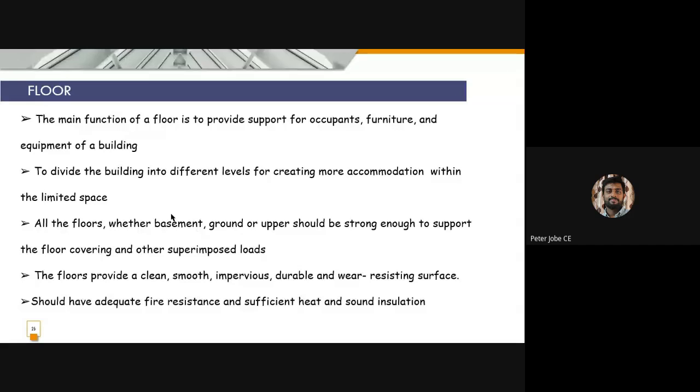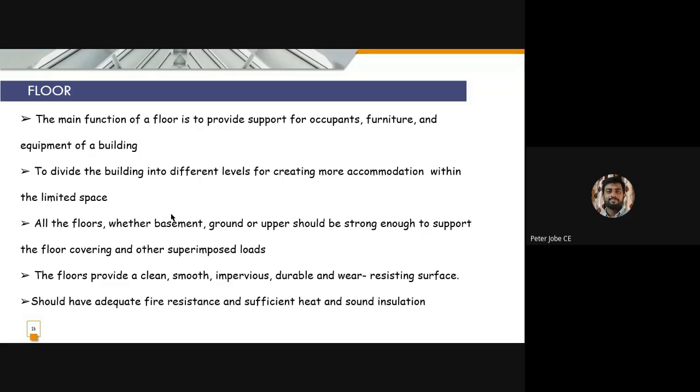and sound insulation. If we go into detail on each point, the first point tells us that the main function of a floor is to provide support for occupants, furniture, and equipment of a building. What will happen if we haven't provided a proper floor? If we are just resting on an earthen surface, we cannot support our furniture properly. That's why we are compacting the earth below it, and we are providing a hard surface above that, so that it can support all the loads coming on it. So that's the main function of a floor.